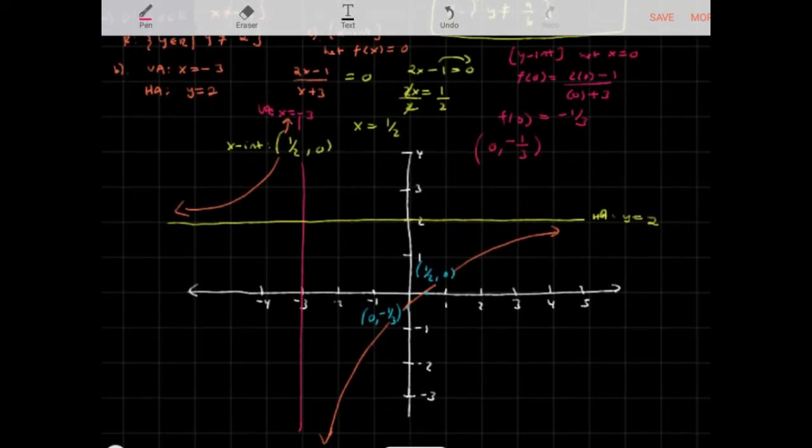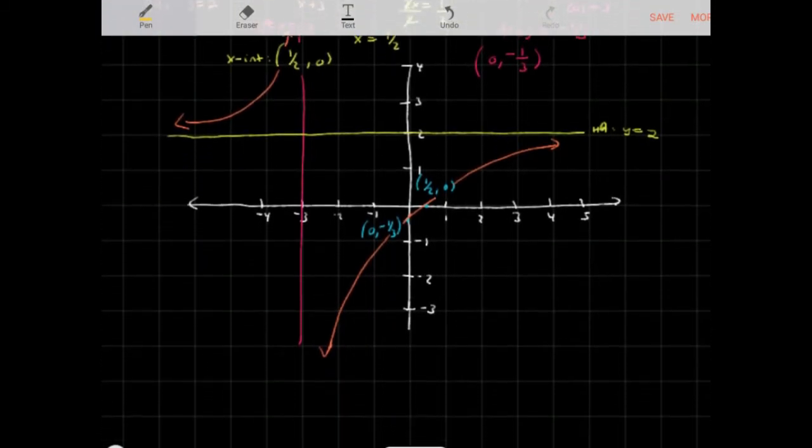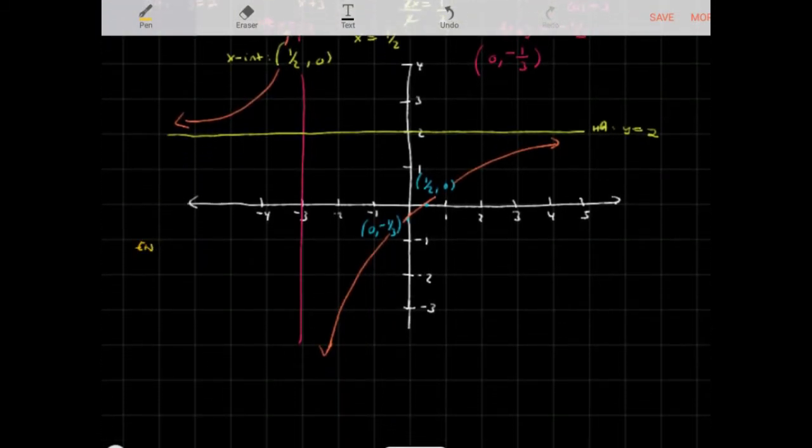Now the last thing we want to do here is let's write down our end behaviors. Okay, so I'm just going to do that here. The end behaviors are really important to understand how the function behaves around the asymptotes, as well as when x approaches positive and negative infinity. So let's start with negative infinity.